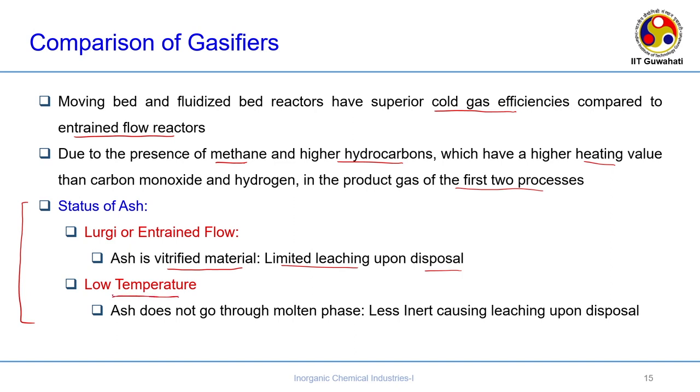But the low temperature, I am referring to the 1300 Kelvin Lurgi gasifier. And when I talk here of Lurgi, it is the 2000 Kelvin, the British Lurgi gasifier. In the low temperature operation, which is primarily the gasifier operating with the rotating grate, the ash does not go through the molten phase. If it does not go through the molten state, then it will be less inert. So, it has a high probability that it may leach into the soil upon disposal. So, this is the status of the ash from all the gasifiers.